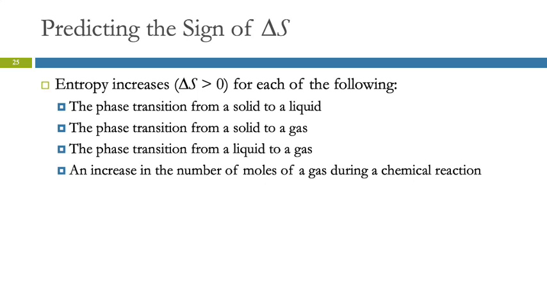So entropy increases for each of these things. If we go from a solid to a liquid, or from a solid to a gas, or from a liquid to a gas, the entropy increases. It's less ordered. If we increase the number of moles of a gas during a chemical reaction, now we have more gas, and gas has more entropy, so that will also be a positive change in entropy.